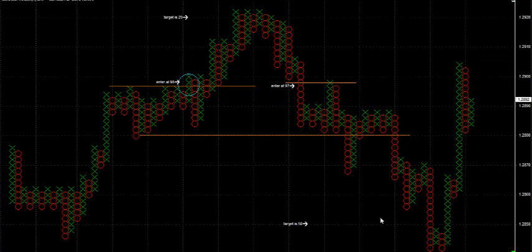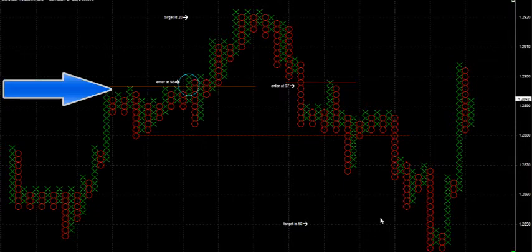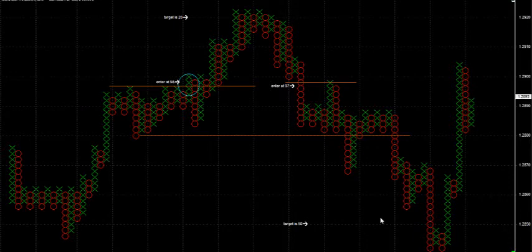But this is what it looked like on the point and figure chart. There was that range of resistance as it was running into that high, and then it eventually broke out to the upside. It did pull back and then continued its move right back up to the target of 20. Pullbacks are typical. They don't always happen, but they are very typical, and you have to know how to deal with them and how to prepare for them, how to trade them. So again, an entry at 98, the target was 20. That worked out just fine.